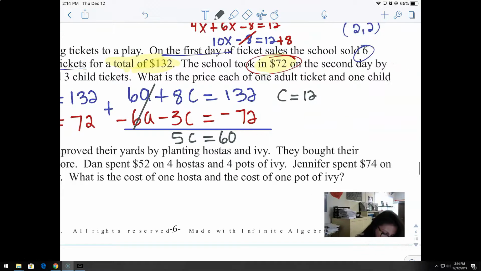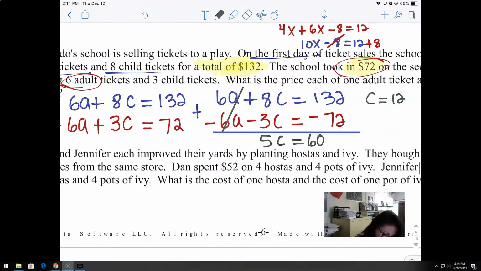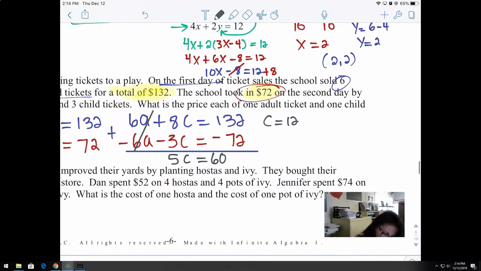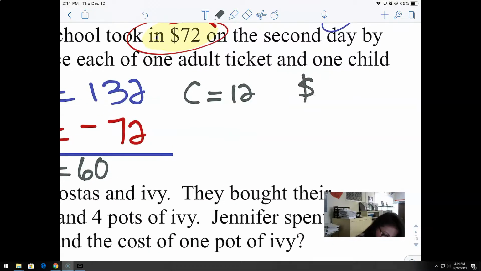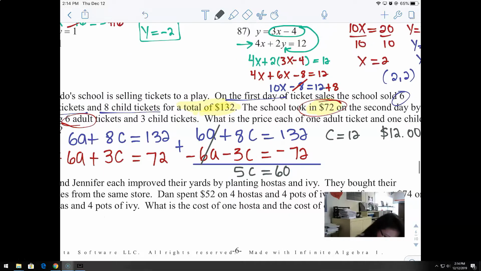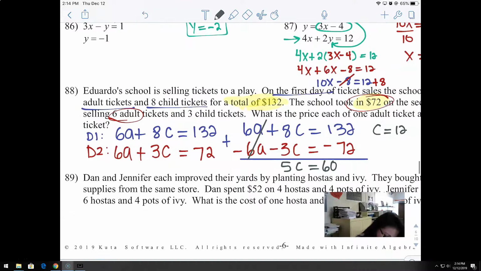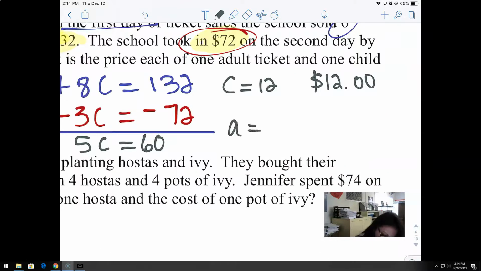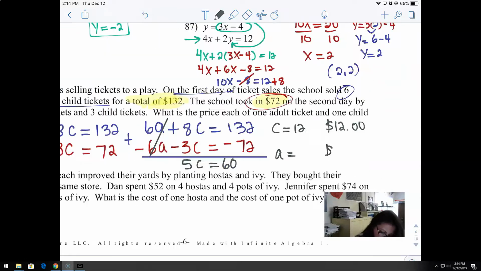Now all you have to do is go plug it back in to either equation to solve for the adult tickets. So children tickets cost $12, while adult tickets cost, you have to plug in for c into either one to solve for the corresponding a. So don't forget to go find how much the adult tickets are.